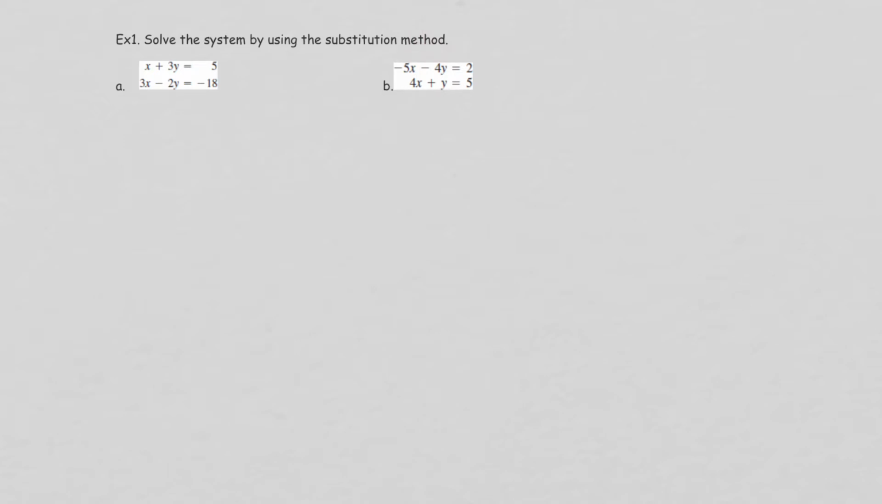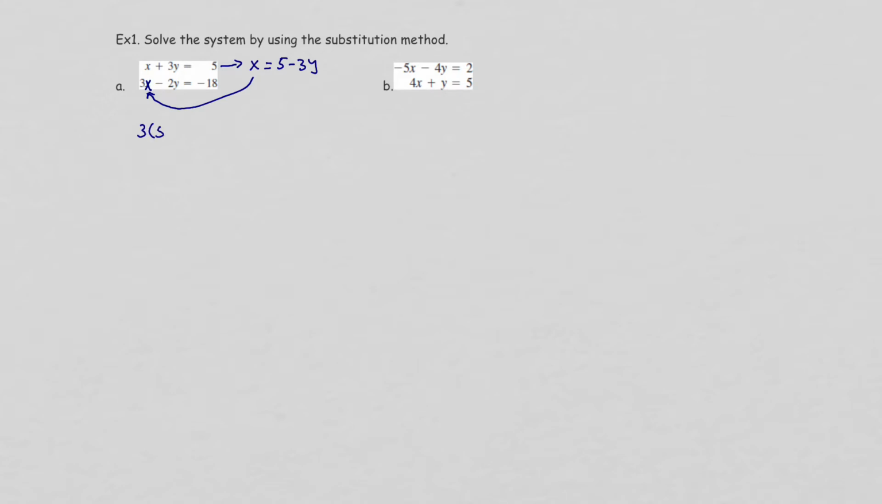I need to pick one of the two equations and solve for a variable. I will probably pick the first equation and solve for x, that way I will not divide and will not get fractional solutions. So if I solve for x, I just need to move the y to the other side. Once I solve for a variable, I'm going to replace it into the other equation. So instead of this x, I'm going to put 5 minus 3y.